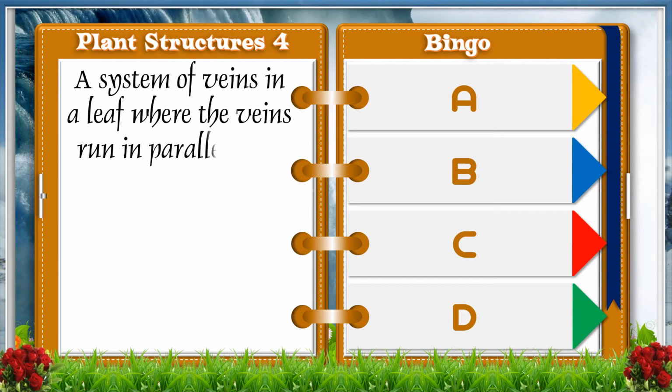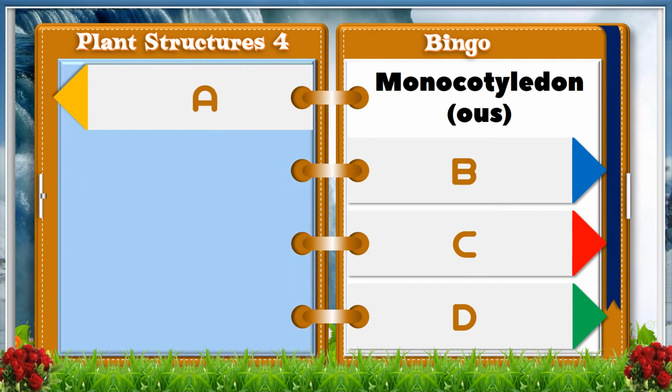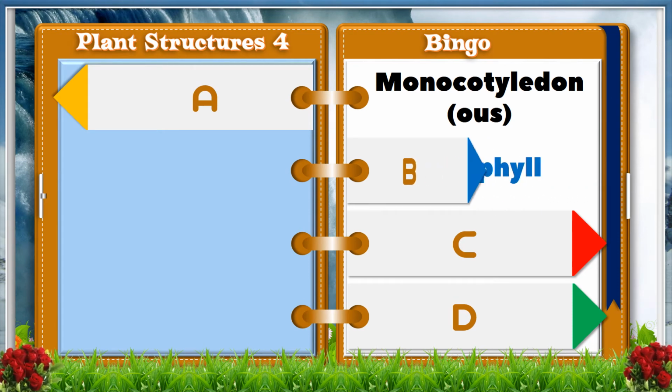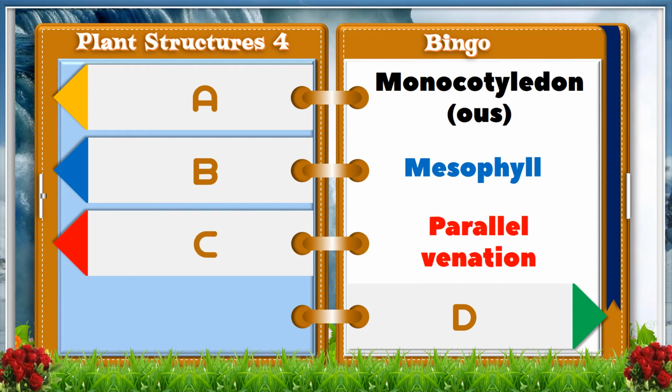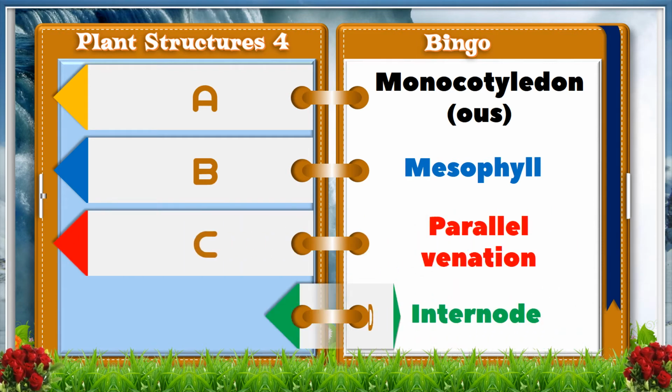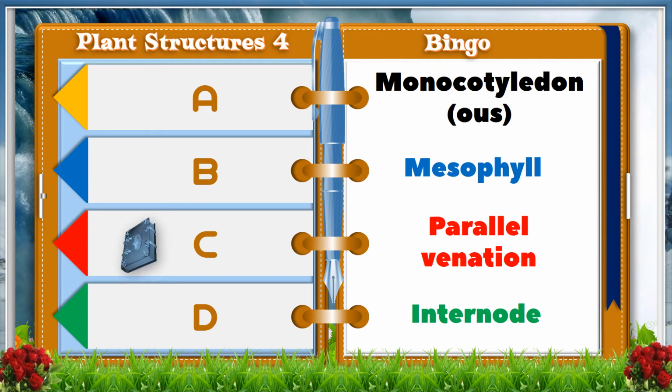A system of veins in a leaf where the veins run in parallel lines and are all more or less the same length, typical to monocotyledonous plants. A. Monocotyledonous. B. Mesophyll. C. Parallel venation. D. Internode. And the answer is C. Parallel venation.